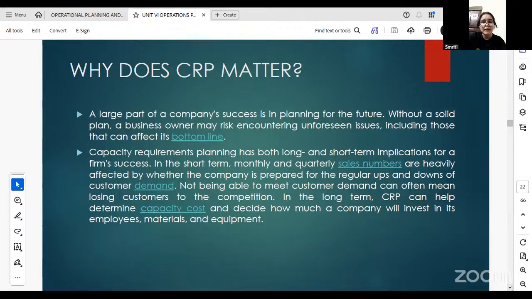employees, materials, and equipment. So in the short term, you lose your customers if you are not able to fulfill the demand, they'll go to your competitors, and in the long term, you can decide what the shortcomings are, whether in material or manpower, so you can invest and improve upon it.